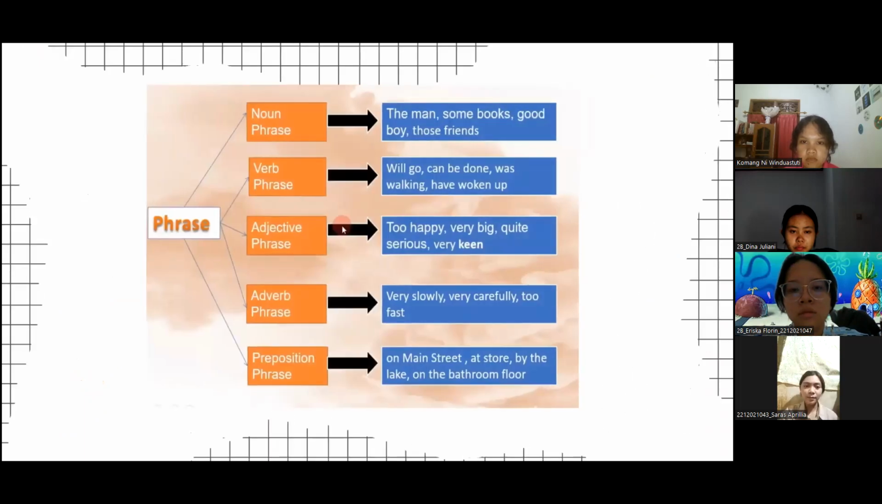So guys, this is the branches of phrase. The first is noun phrase, and the examples are the man, some books, good boy, close friends. And the second is verb phrase. The examples are will go, can be done, was walking, have walked. The third is adjective phrase: too happy, very big, quiet, serious, very calm. And adverb phrase is very slowly, very carefully, too fast. And the last is preposition phrase: on my street, at the store, by the lake, on the bedroom floor. Next.